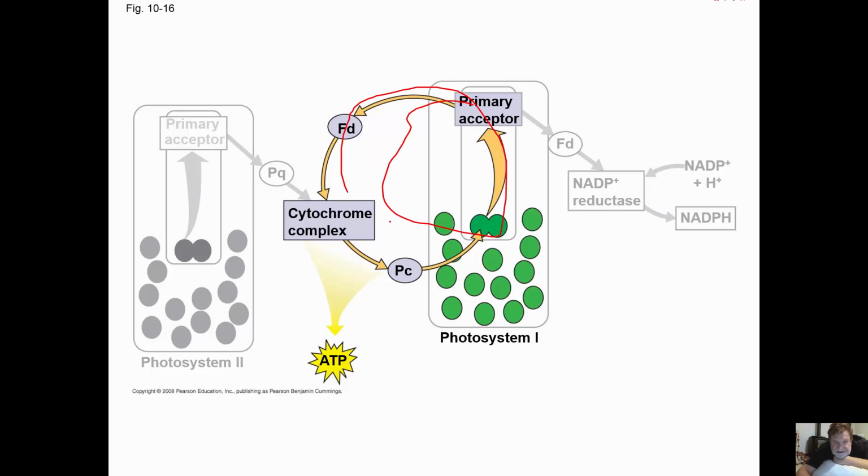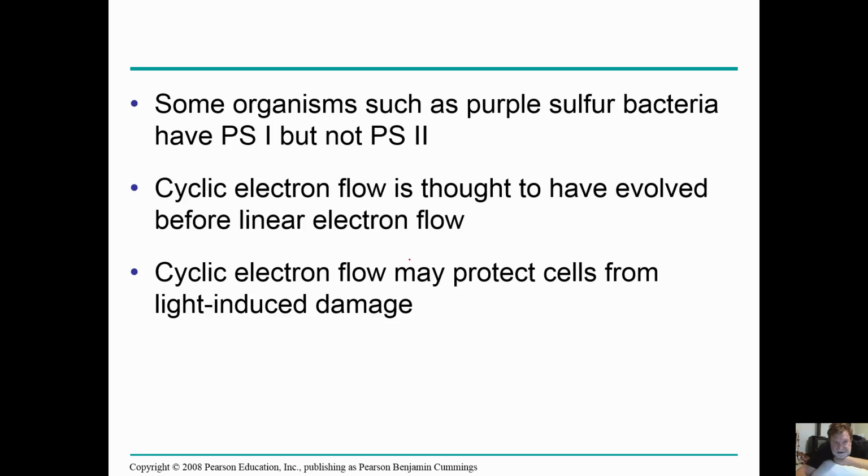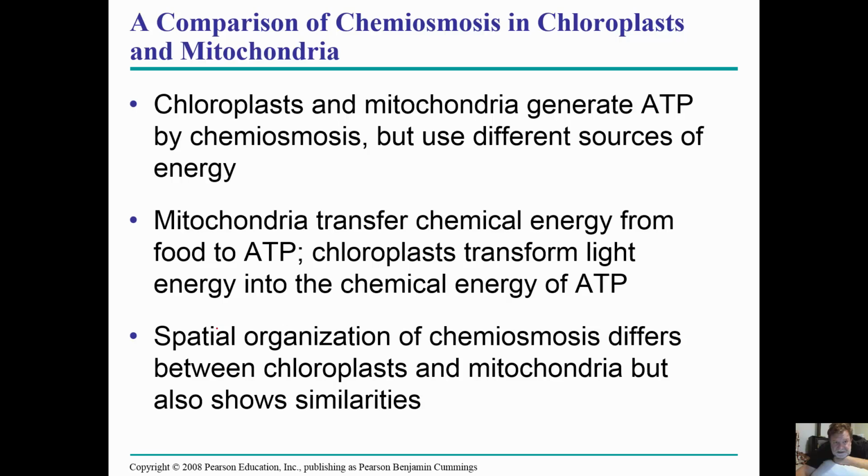And so in cyclic electron flow, photosystem 1 excites an electron and continues to excite the electron, but instead of going down and making NADPH, it goes into the cytochrome complex and is used to make ATP. Some organisms, such as purple sulfur bacteria, have photosystem 1 but not photosystem 2. They make lots of ATP. Cyclic electron flow is thought to have evolved before linear electron flow. Cyclic electron flow may protect cells from light-induced damage.